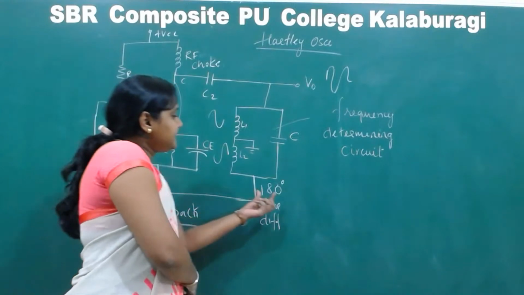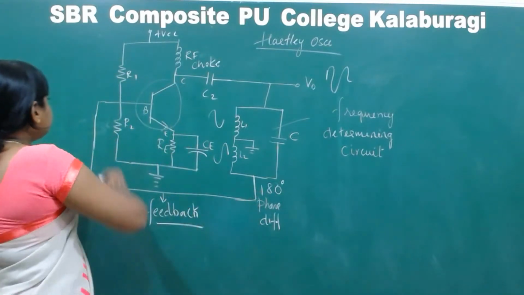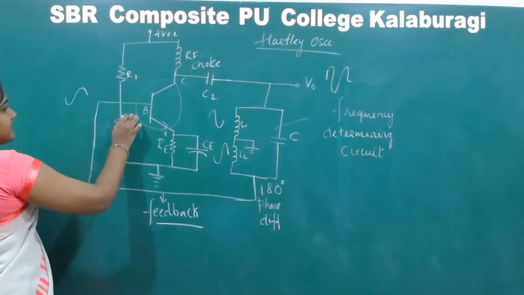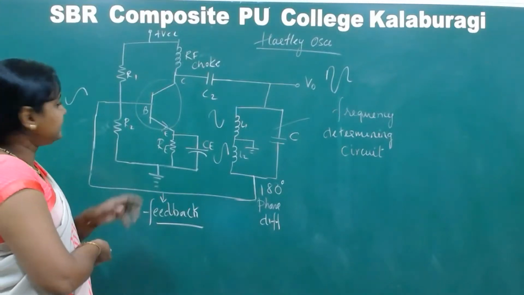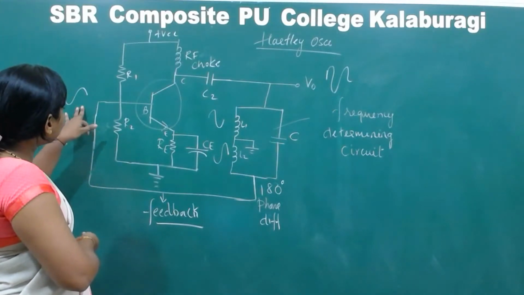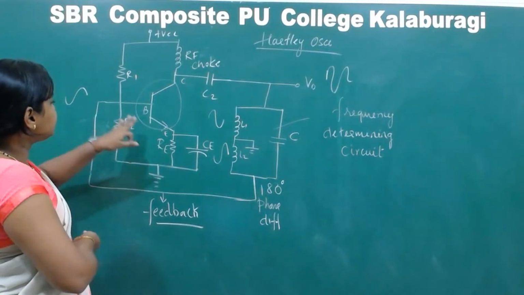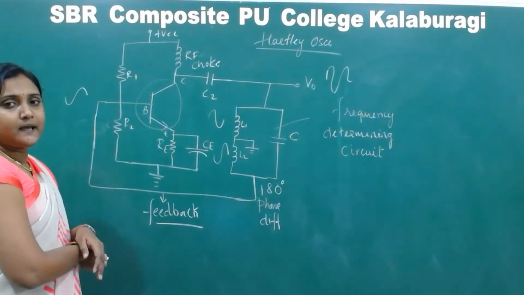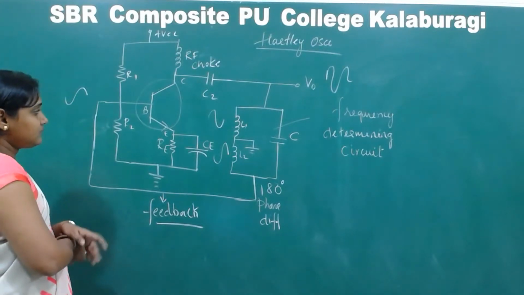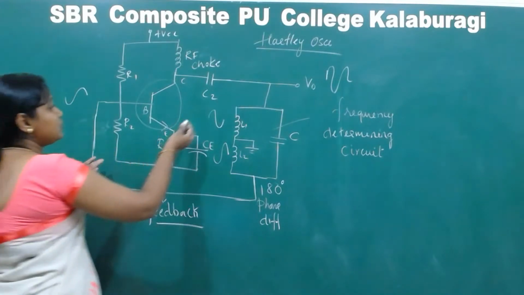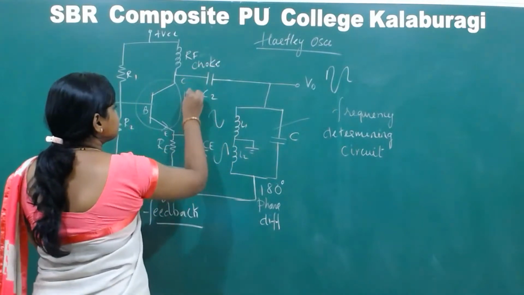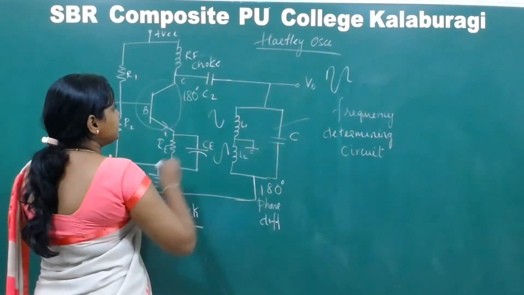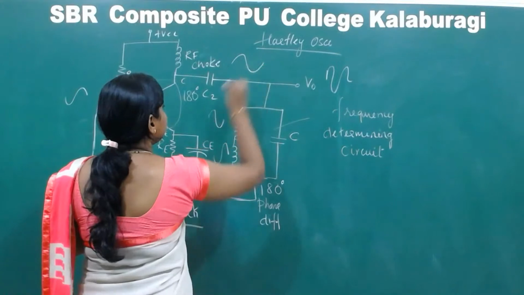As they are 180 degrees out of phase, the inverted signal itself is reaching the amplifier input. The 180 degree phase difference signal is reaching the base terminal of the CE amplifier. As it is a CE amplifier, it is going to produce another 180 degree phase difference. As a result, the output will be in phase.